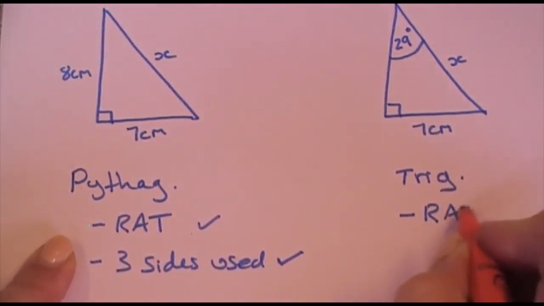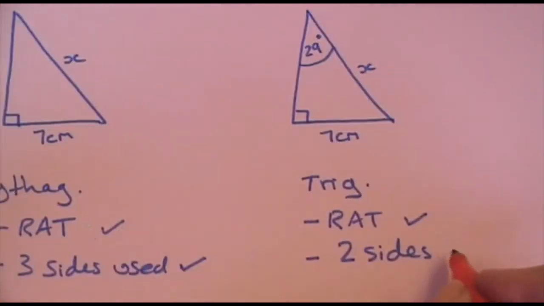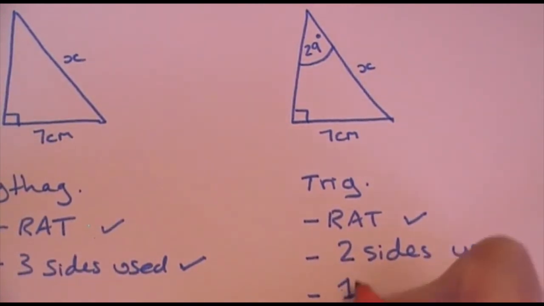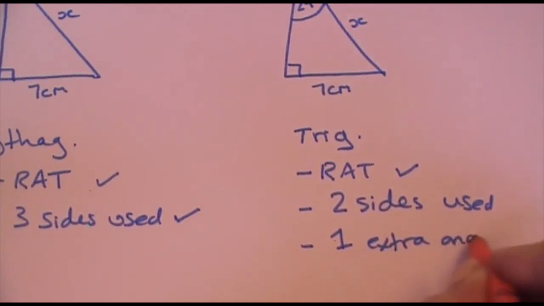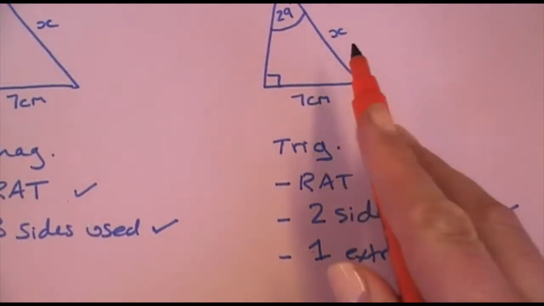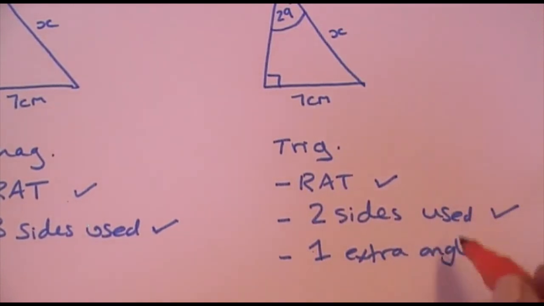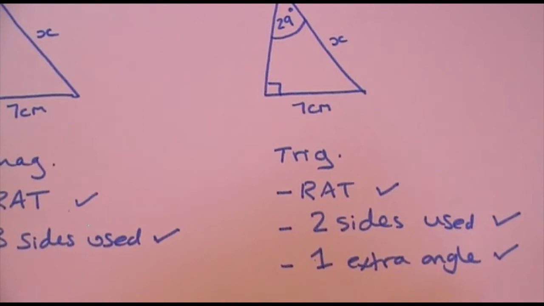Is it a right angle triangle? In this case, yes it is. In order to use trig, I need 2 sides to be in use and I need 1 extra angle. And again, that just needs to be used. You don't need to be given it. So in this case, yes, there's 1 side missing and I'm given another, so 2 sides are in use. And yes, I have an angle other than the right angle.